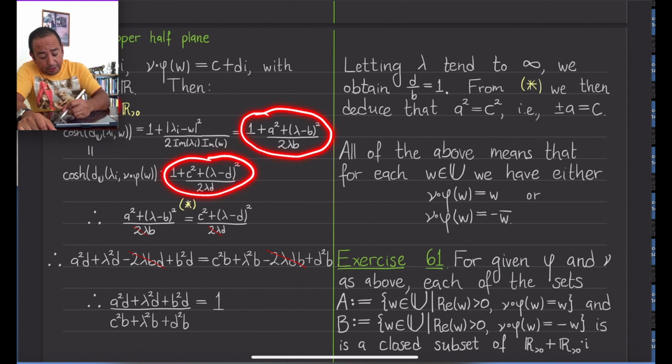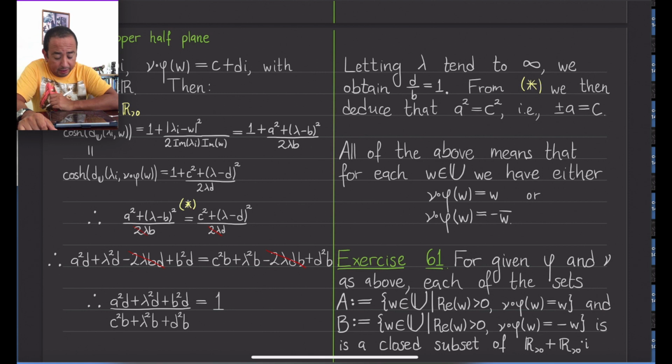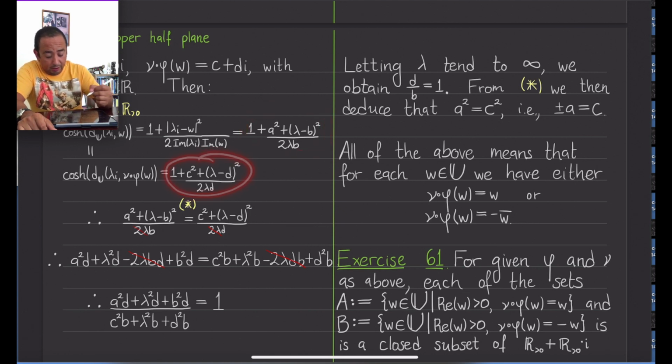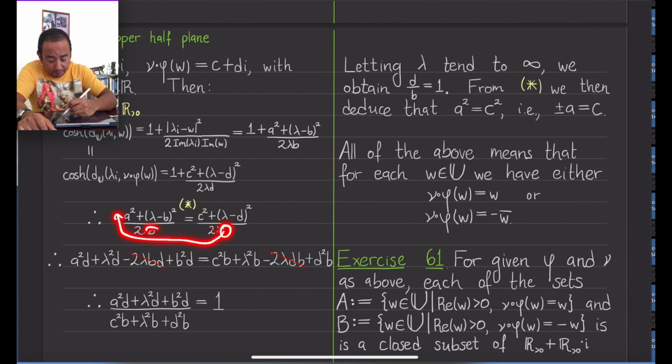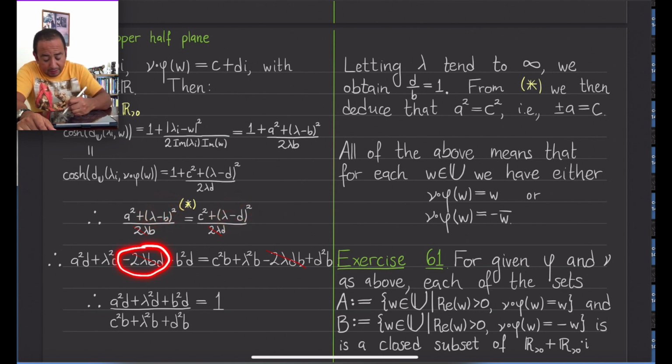No matter which positive real number lambda I plug in. This is about to play a role, the fact that this equality holds no matter which positive lambda I take. When I have this equal to this, I can cancel this one, and the 2 lambda can cancel with this 2 lambda. Then I can pass the d this way and the b this way, and when I expand these squares, I find that this minus 2 lambda bd appears on both sides of the equation.